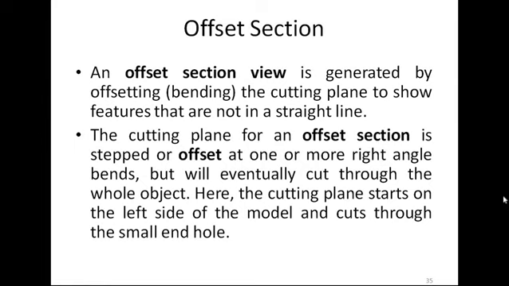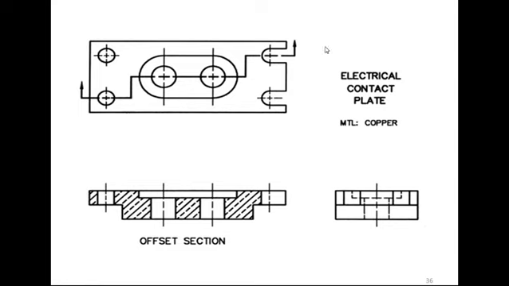An offset section view is generated by offsetting, bending the cutting plane to show features that are not in a straight line. The cutting plane for an offset section is stepped or offset at one or more right-angle bends, but will eventually cut through the whole object. Here the cutting plane starts on the left side of the model and cuts through the small end hole. So we will understand this theory by taking one example.